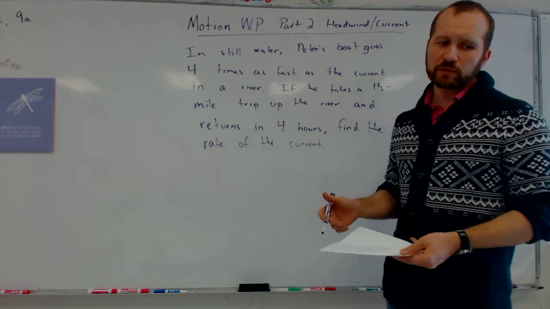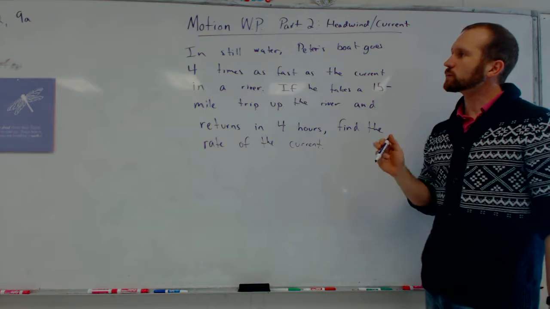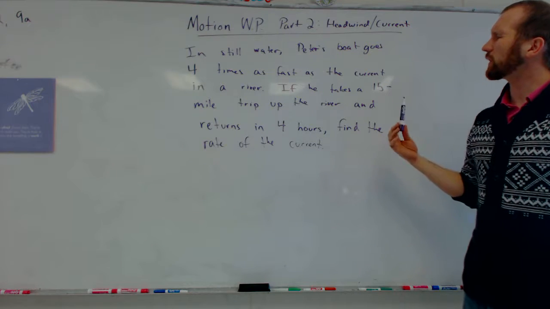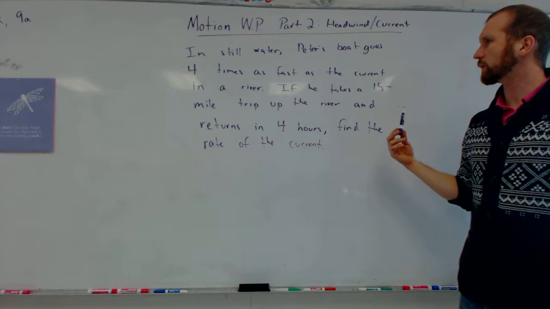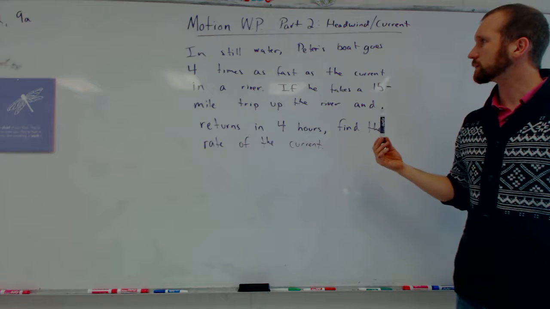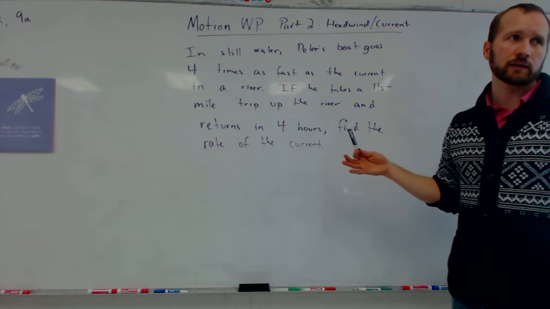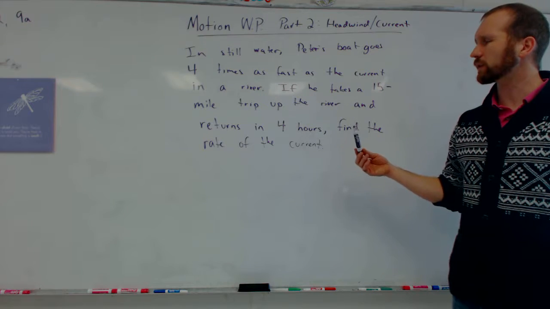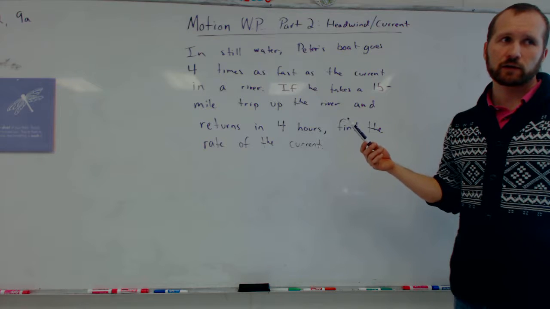All right, motion word problems part 2, looking at headwind and current. So first problem today. In still water, Peter's boat goes 4 times as fast as the current in a river. So they're giving us his rate in that sentence. They're trying to tell us if he were in just a lake where the water doesn't have a current, his boat would be 4 times faster than the current.